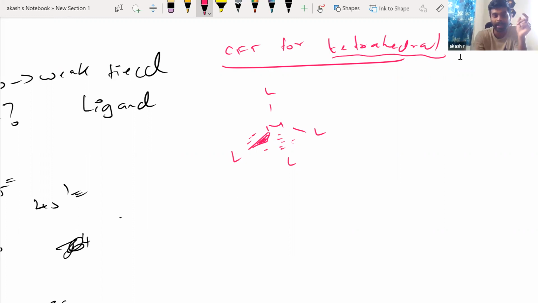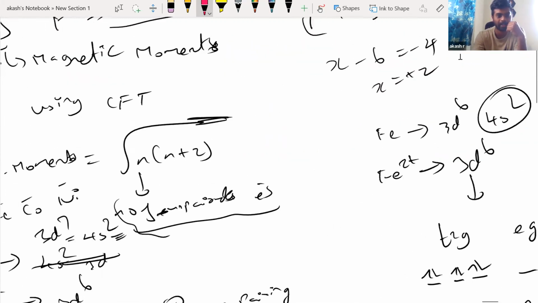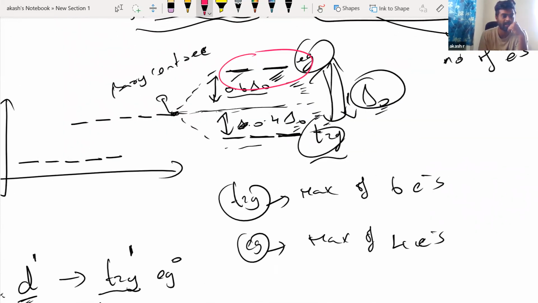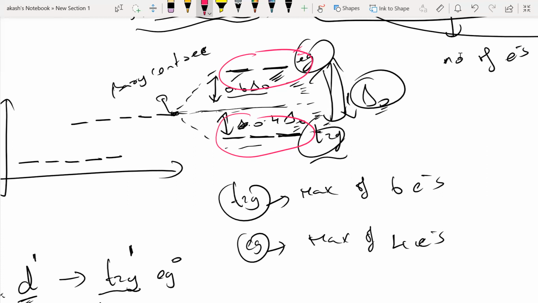Why is it that the dx squared minus y squared and dz squared have higher energy than your dxy, dyz, and dzx? What was the reason here? Do you remember? Sir, it approaches along the XYZ axis. Correct. The direction of ligand approach was along the XYZ axis, is it not? Along x, along minus x, y, minus y, z, minus z.